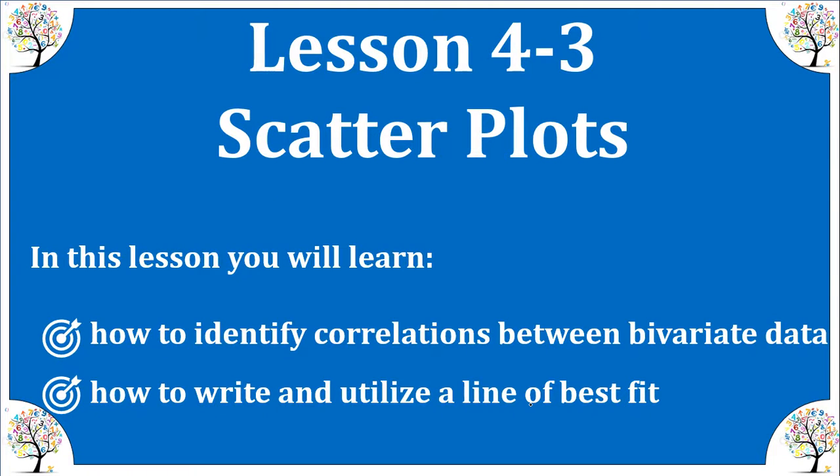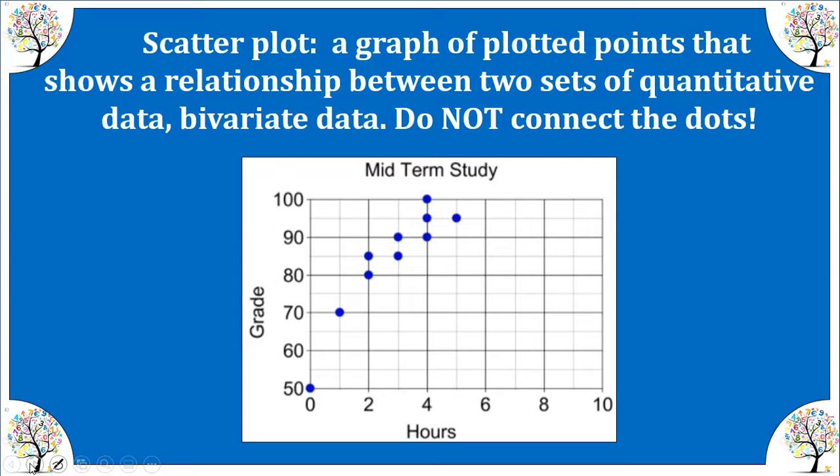In this lesson, we're going to learn about scatter plots, another type of linear model. We're going to take a look at the correlations between bivariate data, and we're going to learn how to write a line of best fit. Here's an example of a scatter plot. Notice our plotted points are just scattered. They do show a relationship, but please note that these points are not connected.